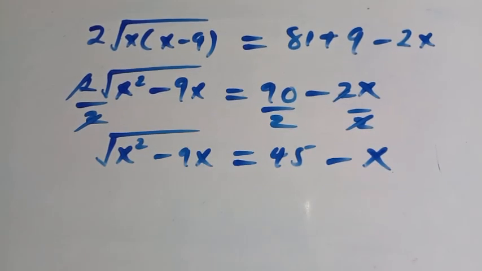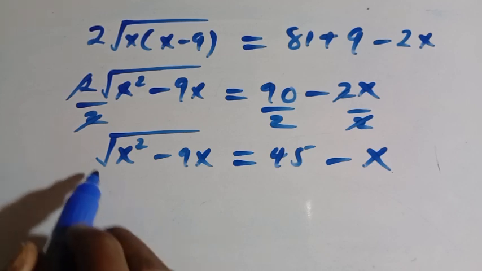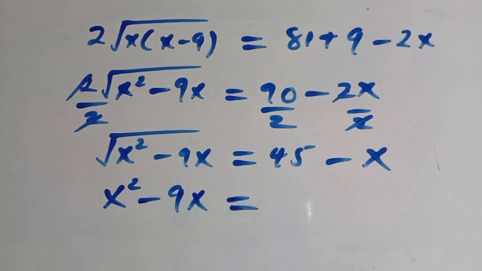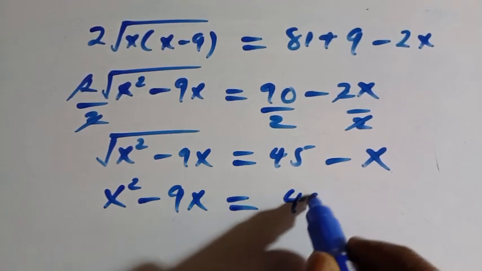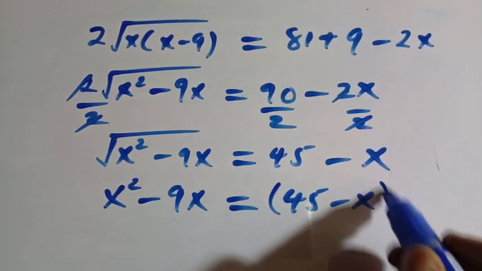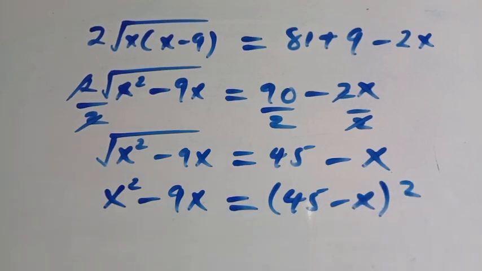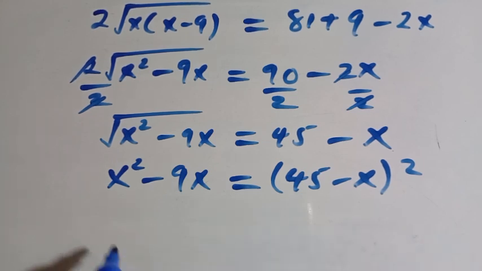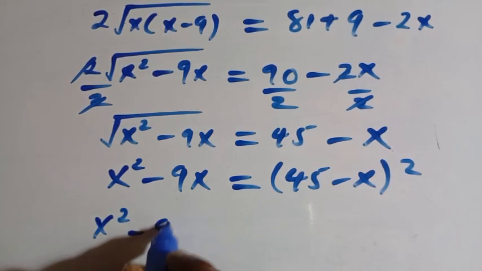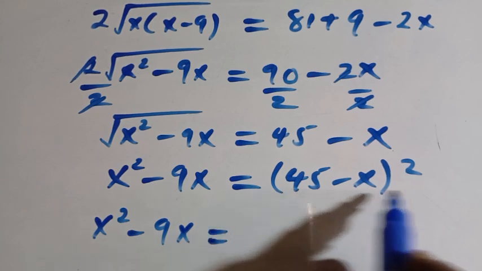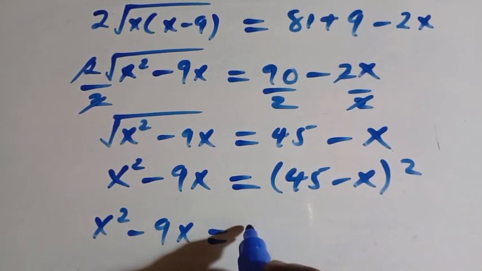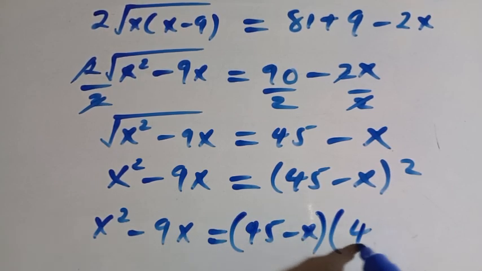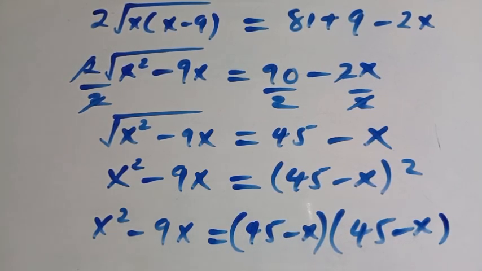And next, let's take the square of both sides. By squaring both sides, we have x squared minus 9x equals 45 minus x squared. And then let's expand 45 minus x squared. So we have x squared minus 9x equals 45 minus x, multiplied two times, 45 minus x multiplied by 45 minus x.